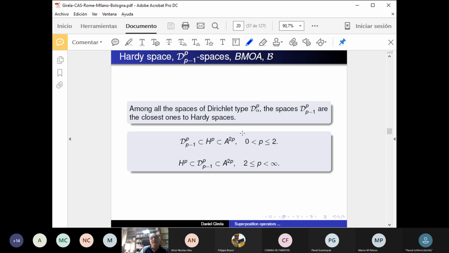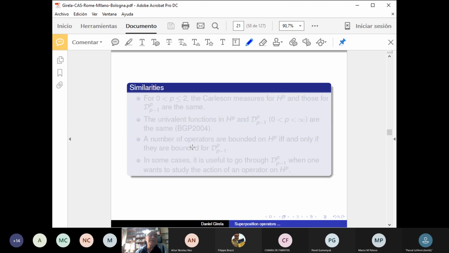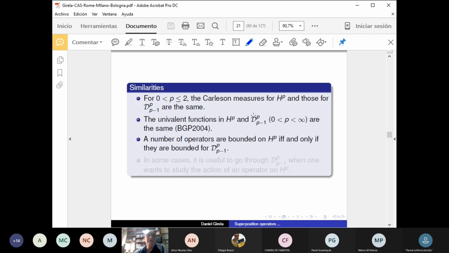And I introduce here the Bergman space A^p, but actually, let's think a little bit on this. In some cases, these spaces are very close to Hardy spaces. There has been a lot of work over the years studying similarities and differences between Hardy spaces and the corresponding D^p_{p-1} spaces. I'm going to mention a little bit of similarities and a little bit of differences. About similarities, for instance, we can say that when p is less than 2, the Carleson measures for H^p and the Carleson measures for D^p_{p-1} are the same. For instance, the univalent functions in H^p spaces and the univalent functions in D^p_{p-1} are the same, but this is for all p.